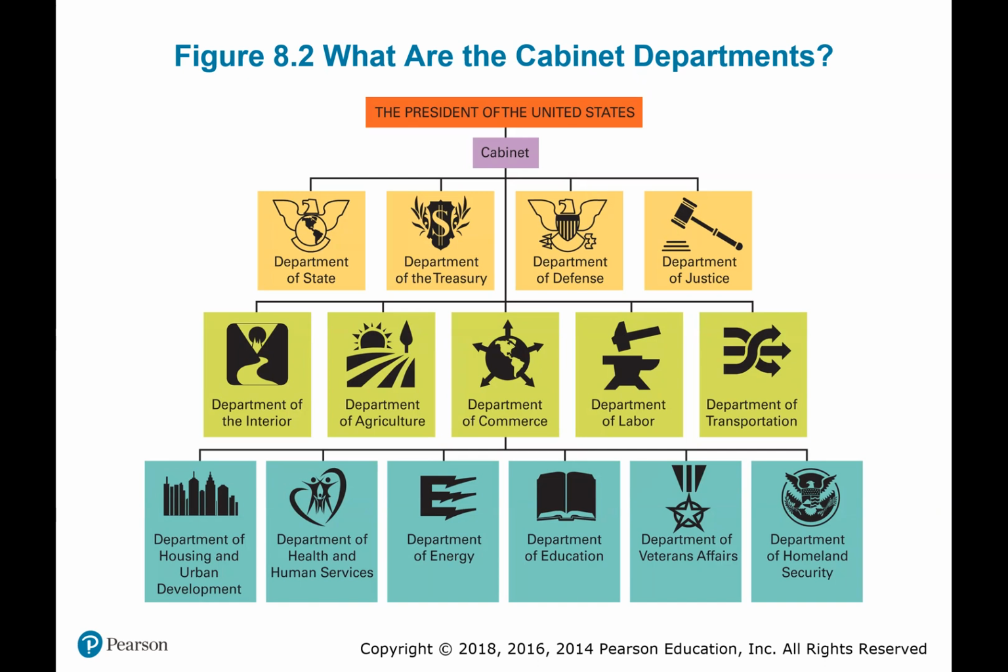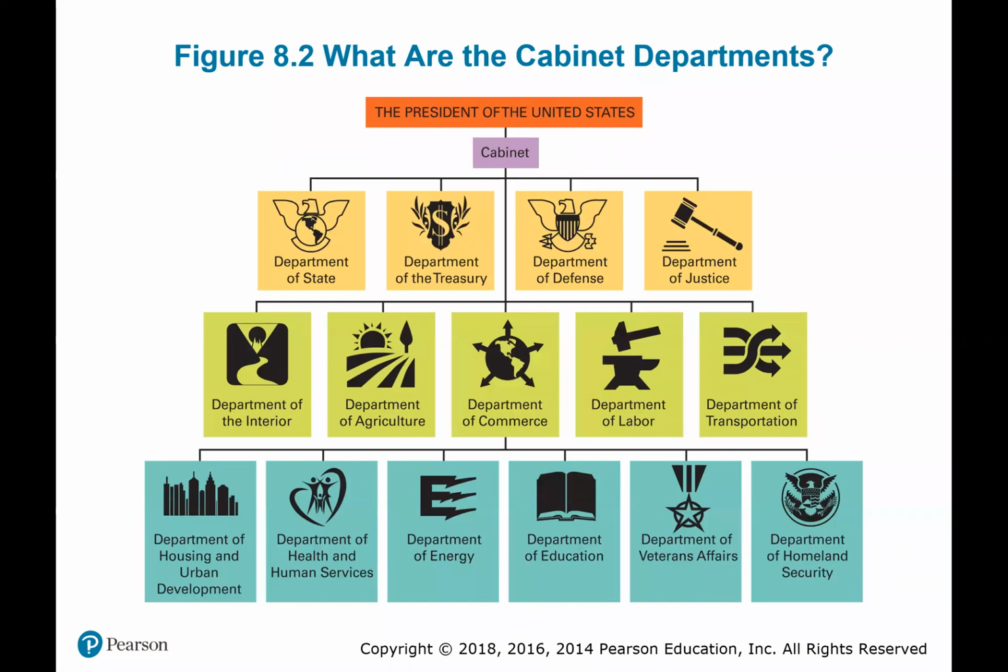Department of Homeland Security was the last cabinet department to be created, and this was after 9/11. And this was an attempt to bring a lot of other agencies, smaller agencies, under the control of one head. They felt that during 9/11, there were too many different departments that weren't connected. So this was an attempt to bring them together.